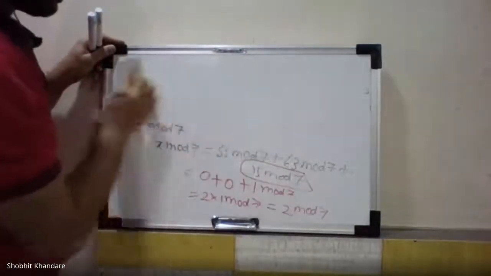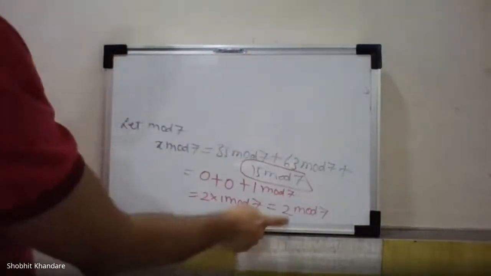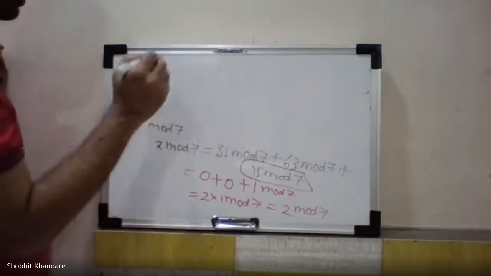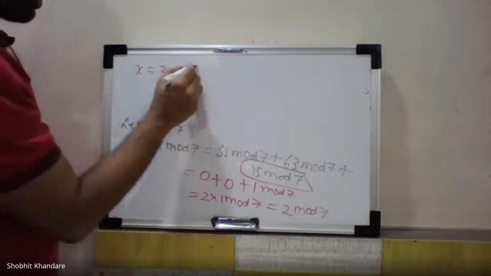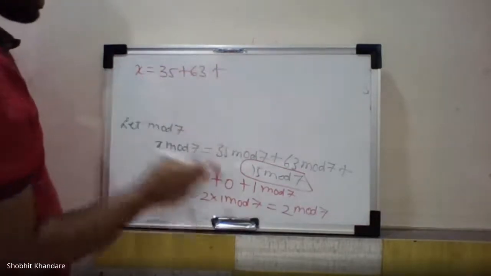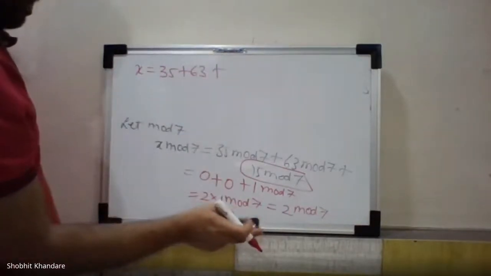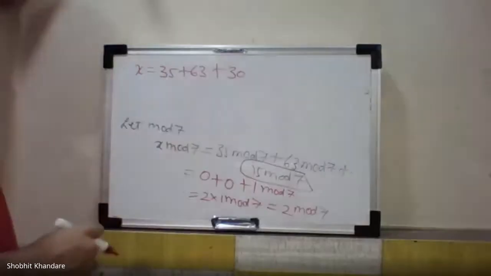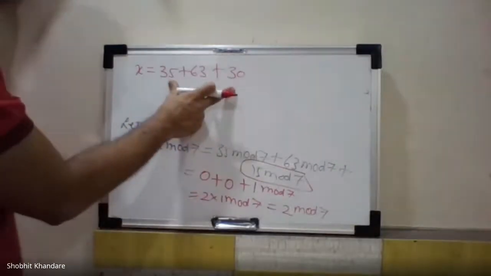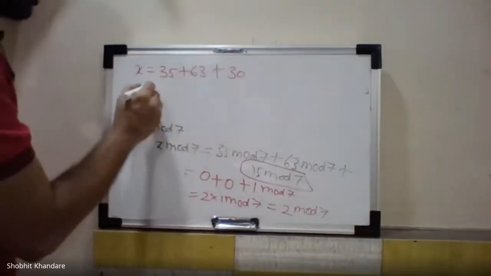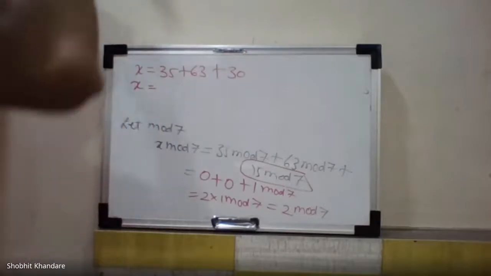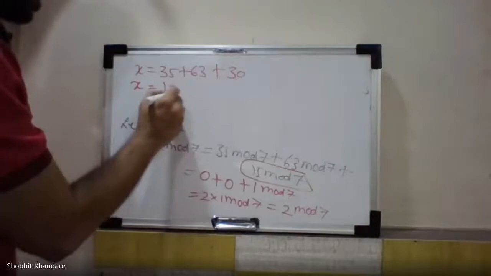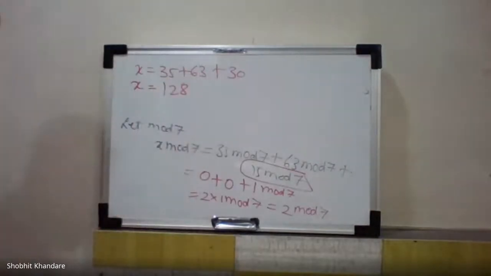Now if I multiply the last term by 2, tell me the final x. So x becomes 35 plus 63 plus 30. Yes, 30. Now I can add them all. Tell me the final x now. 128. Yes, it is 128.